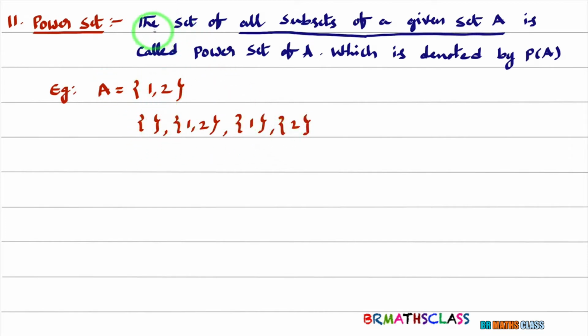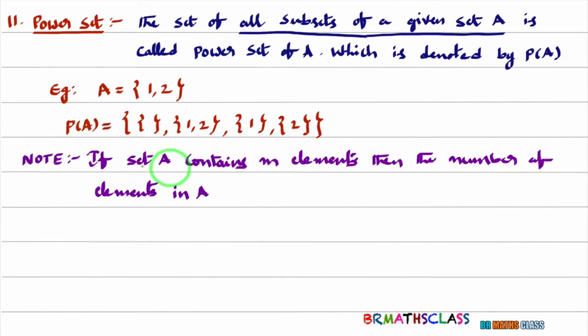What is the definition of power set? The set of all subsets of A is called the power set of A, which is denoted by P of A. I hope you understand. You observe here, if set A contains 2 elements, its power set contains 4 elements. So if set A contains m elements, then the number of elements in P of A equals 2 power m. Suppose set A has 3 elements, then the power set of A contains 2 power 3, that means 8 elements. I hope you understand power set.